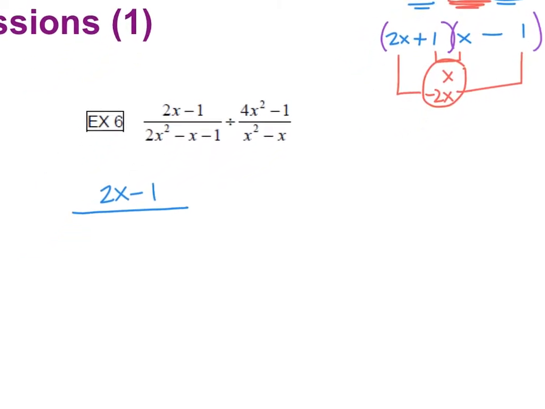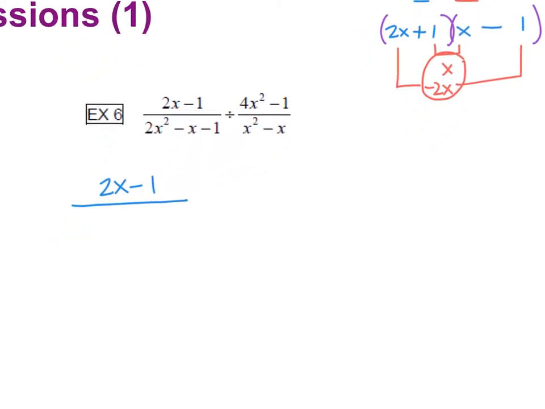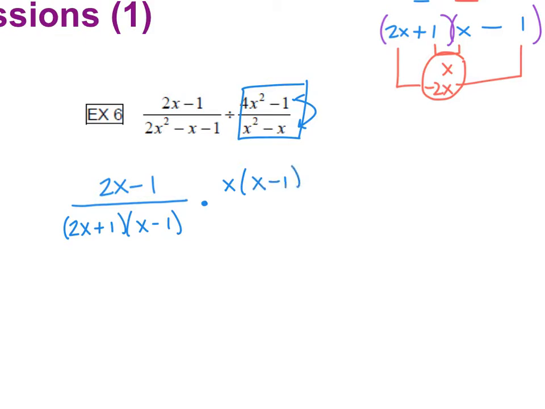So I'm going to rewrite that. Factored, we have a 2x plus 1 and then an x minus 1. All right, times this fraction, we're going to go ahead and flip that. So on the bottom we have x squared minus x. I'm going to go ahead and take out a GCF because I can see that they have an x in common. Leaves me with an x minus 1.